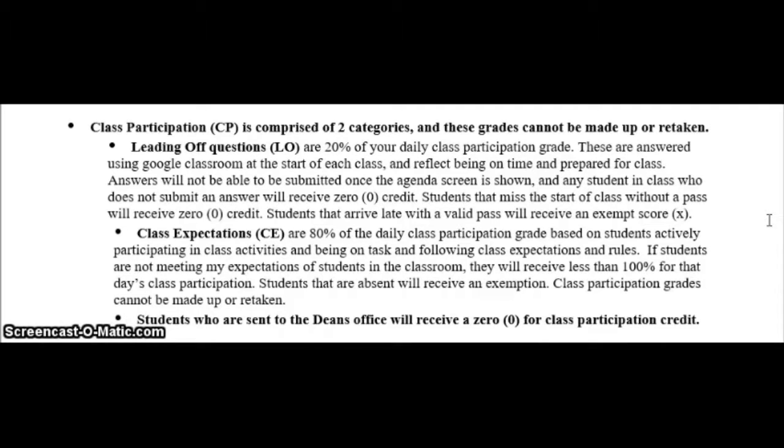Again, if a student is absent, they cannot be penalized for their absence, but students that are in class that are not participating, not doing the things that I'm asking them to do, not giving me their best effort, will not receive full credit. Additionally, any students who are sent down to the dean's office for behavior or for offensive language will receive a 0 for class participation credit. You will lose all the credit you earned for the leading off questions and class expectation grade for that day.